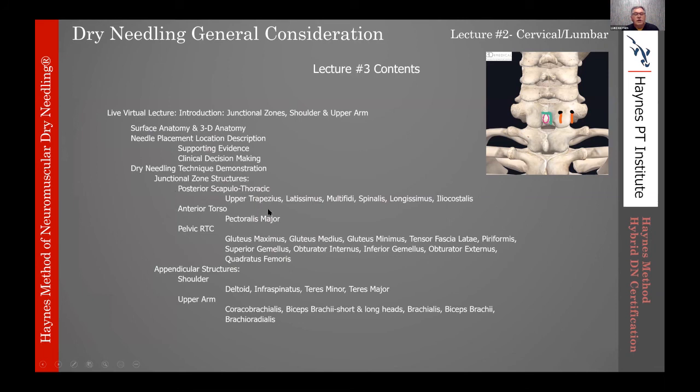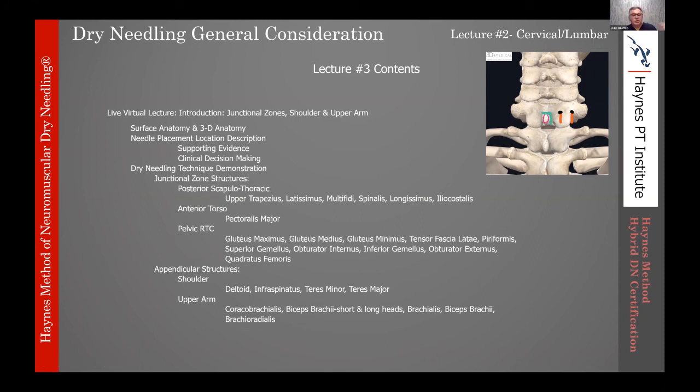And then our structures, here we're going to look at the upper trapezius, latissimus, again the thoracic multifidus, spinalis, longissimus, and iliocostalis. Anteriorly, we'll look at pectoralis major. And then in what I term the pelvic rotator cuff, the glutes, TFL, piriformis, and then the small, deep hip rotators that we tend to needle as a single unit at this stage.